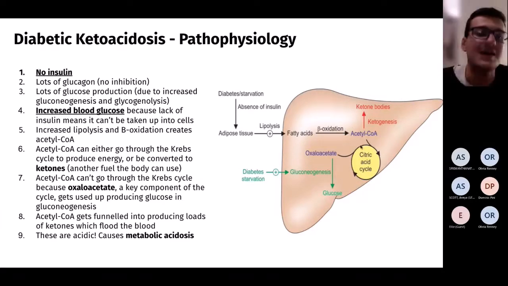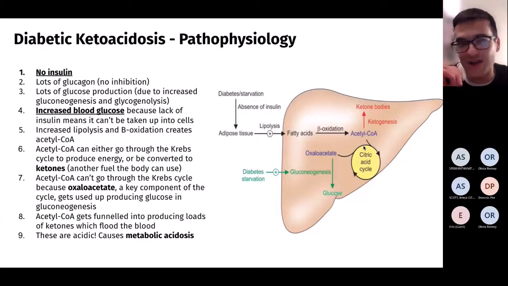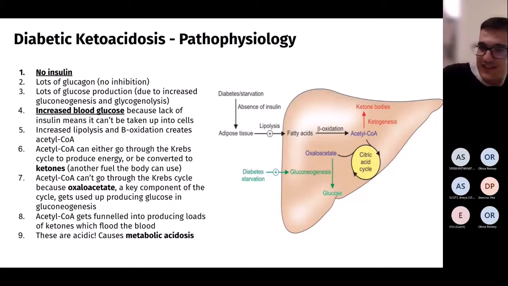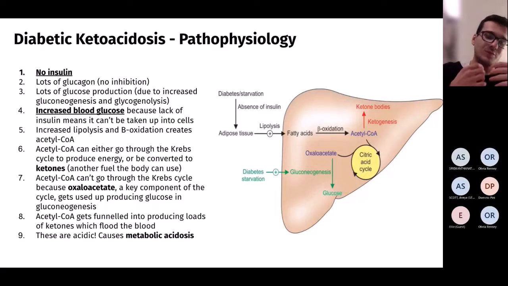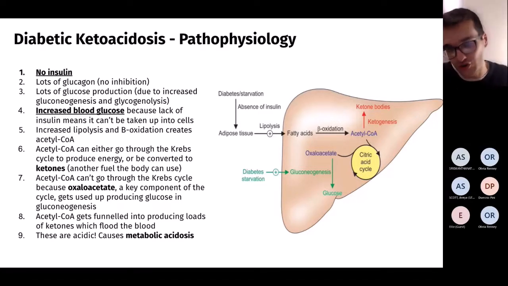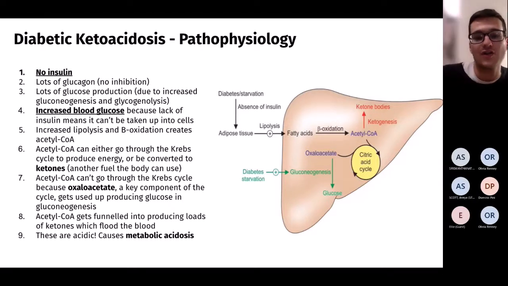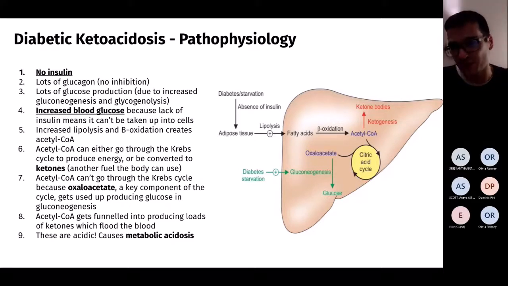acetyl-CoA. Now, acetyl-CoA can only go in two directions. It can go through the Krebs cycle to produce ATP, that energy, or it can go to produce ketones, which are another kind of fuel the body can use. Because you've got so much glucagon, glucagon promotes gluconeogenesis. One of the key components of the Krebs cycle is oxaloacetate. That basically all gets used up. The glucagon causes it to be used up producing glucose.